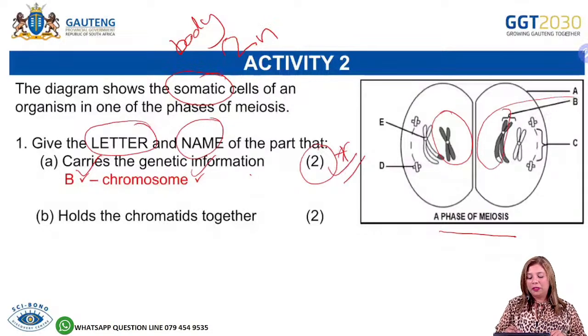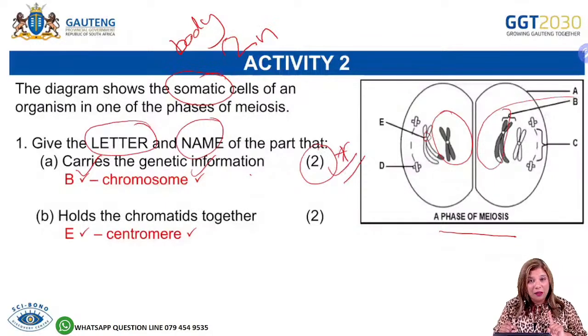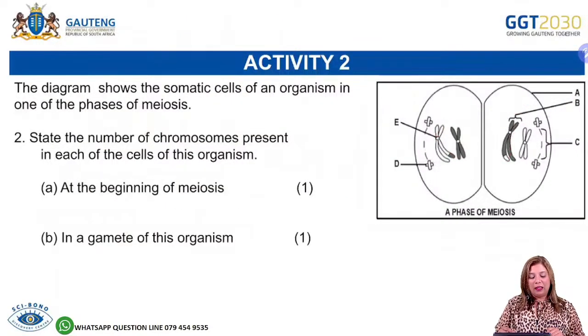What holds the chromatids together? What holds the chromatids? We know this. We've mentioned it over and over. It will be E because I'm giving the letter first, and it's going to say centromere. If I continue, let's look at the number of chromosomes, same diagram.